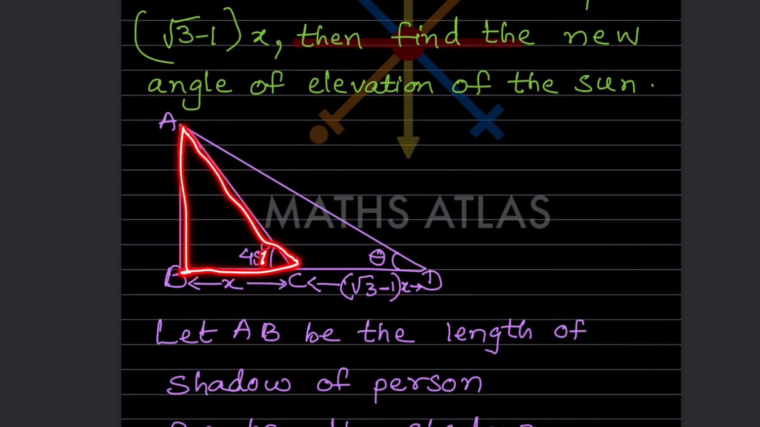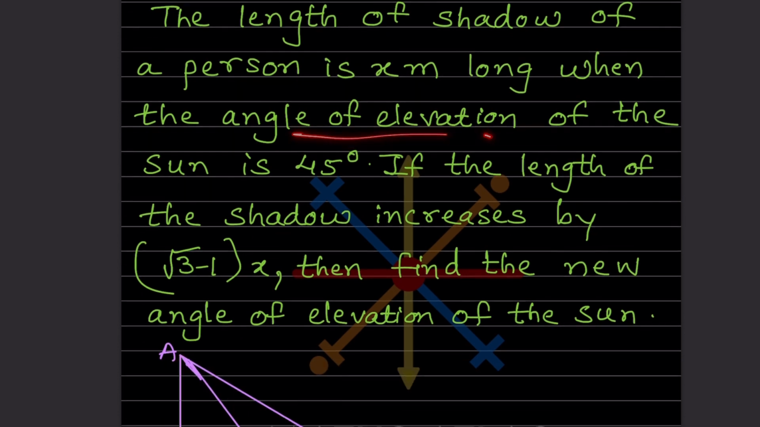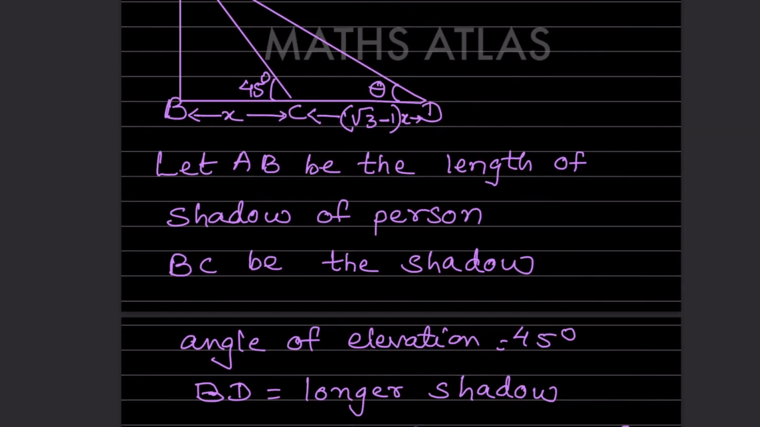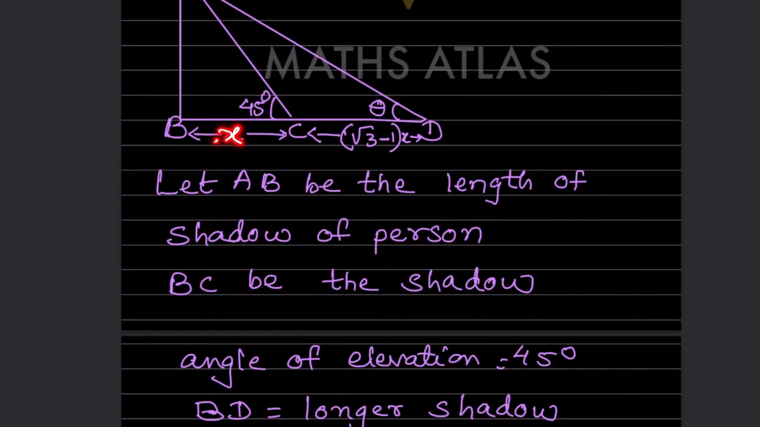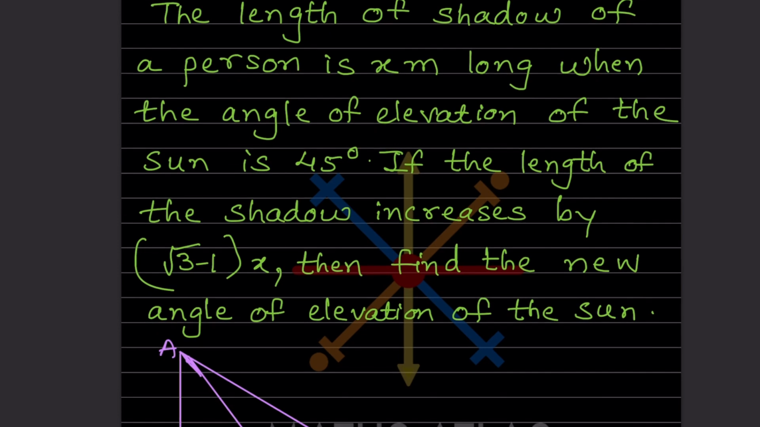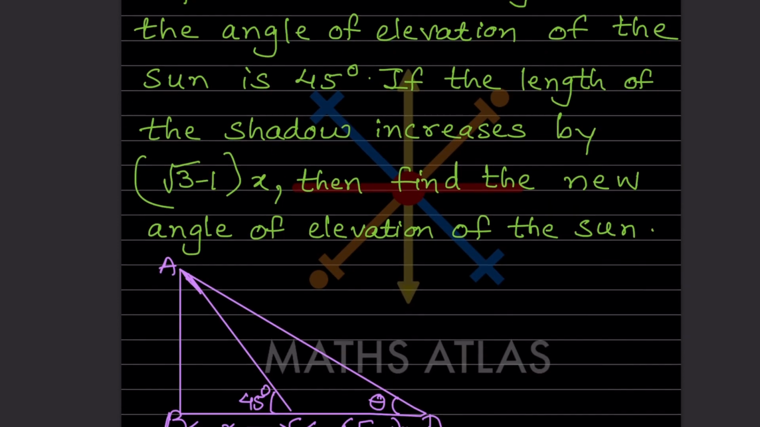So this is given as 45. The angle of elevation is 45 degrees. AB is the height of the person, and BC will be the shadow. Now we are going to extend it, because the length of the shadow increases by this amount. So we draw it from here to here. This is root 3 minus 1, times x.